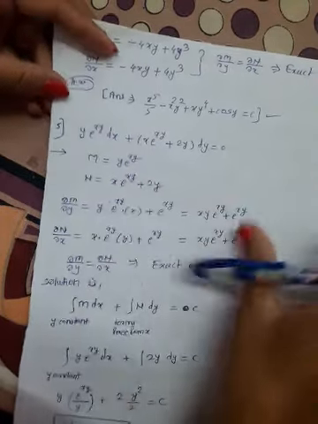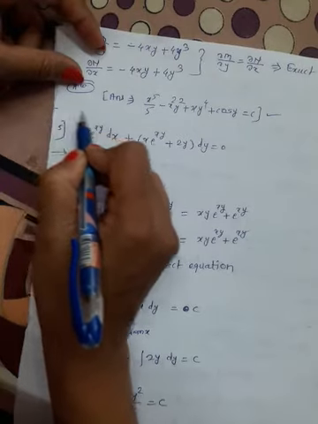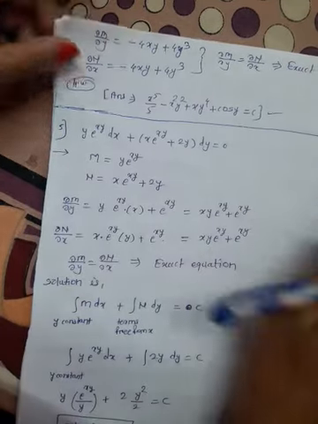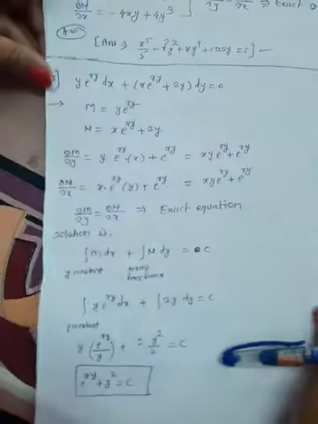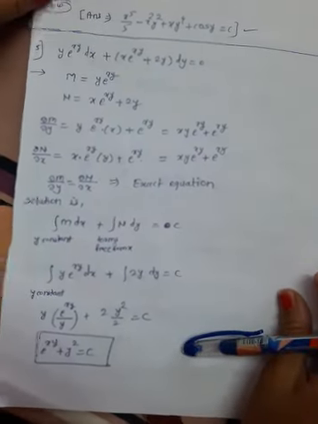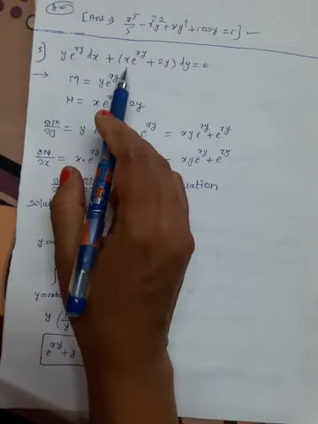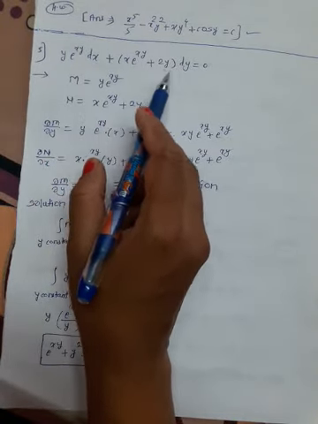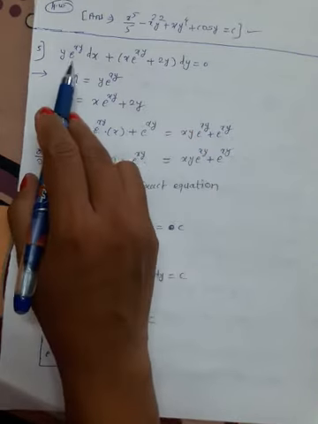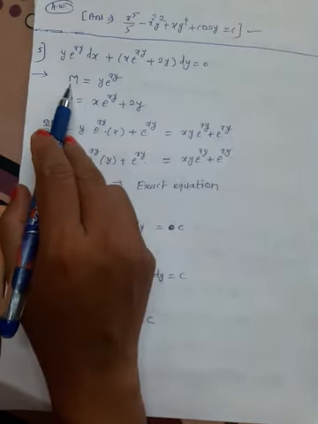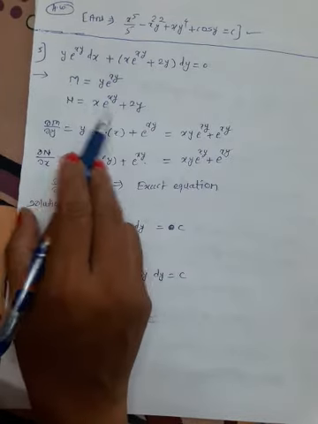Solve this as homework for you. Okay, next: y e^(xy) dx + (x e^(xy) + 2y) dy = 0. This is M, this is N. The coefficient of dx is M, and the coefficient of dy is N.